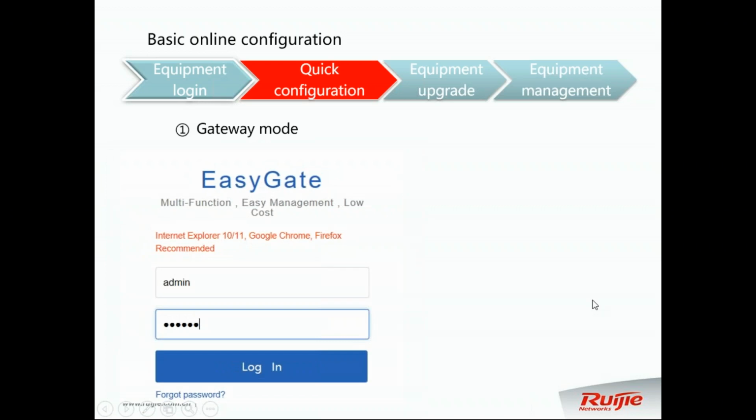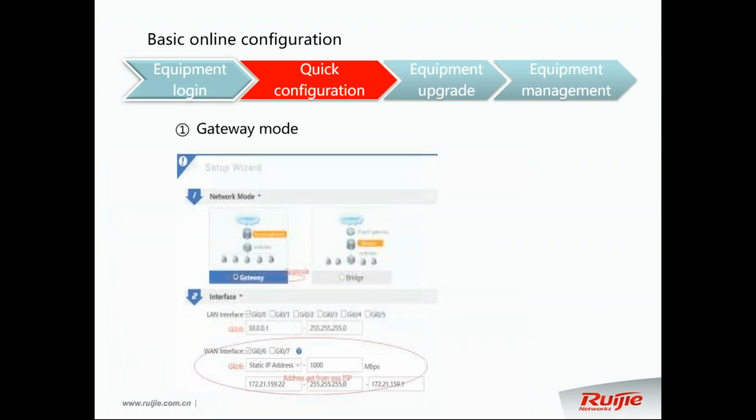Okay, so we have two modes, the gateway mode and the bridge mode. The gateway mode is the default mode. When you login the first time, you can choose the gateway and then set your export IP address, the public IP address, and also choose your inside LAN interface and also your inside network.